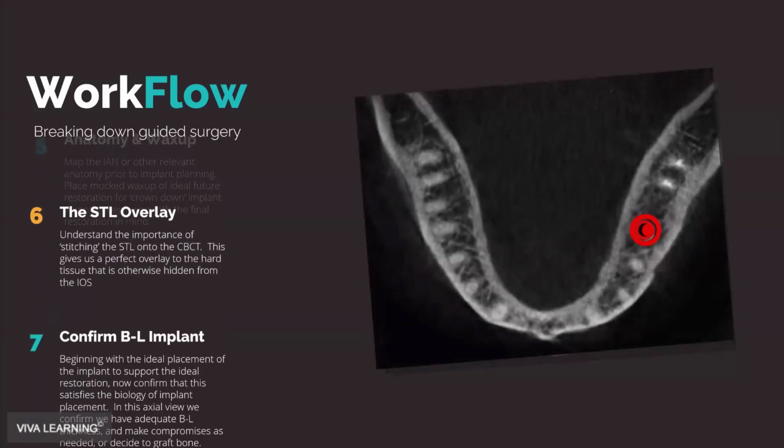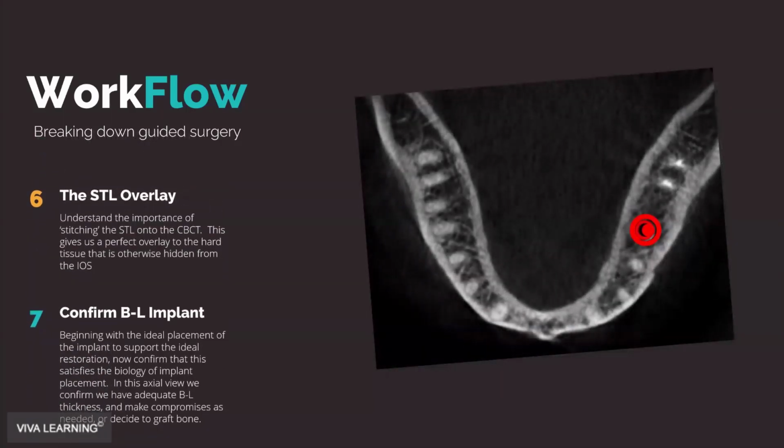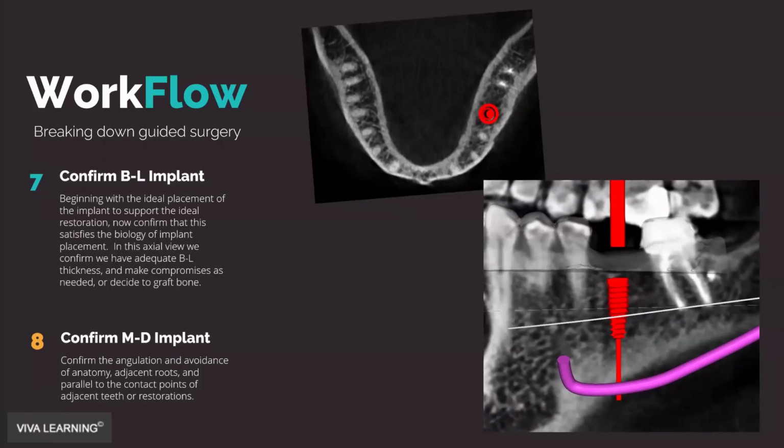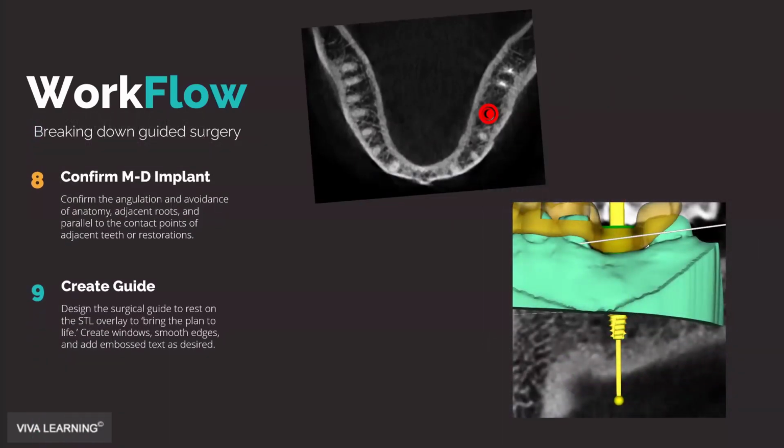And we can take a look at the actual CT data and make sure that buccolingually we like where the implant's positioned, away from the buccal plate, with plenty of bone circumferentially around it, and then mesiodistally as well. Make sure the angulation is all good. Once you've done that, which you're probably already doing if you have a CT and you're planning implants, making the guide becomes a simple step-by-step process.